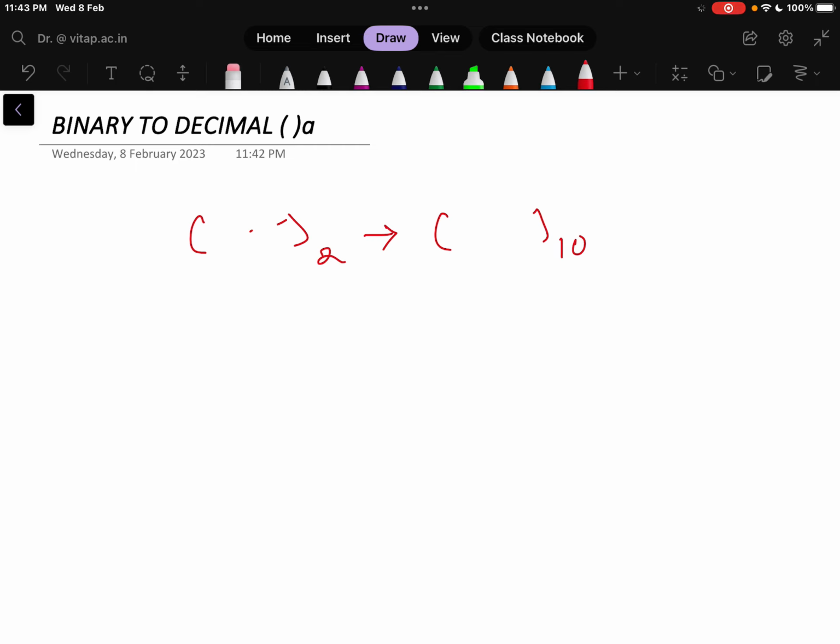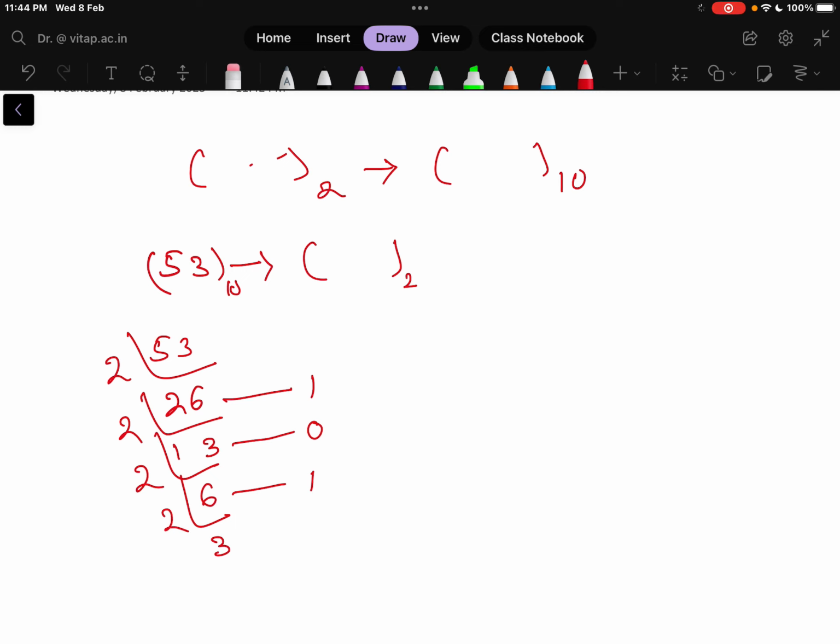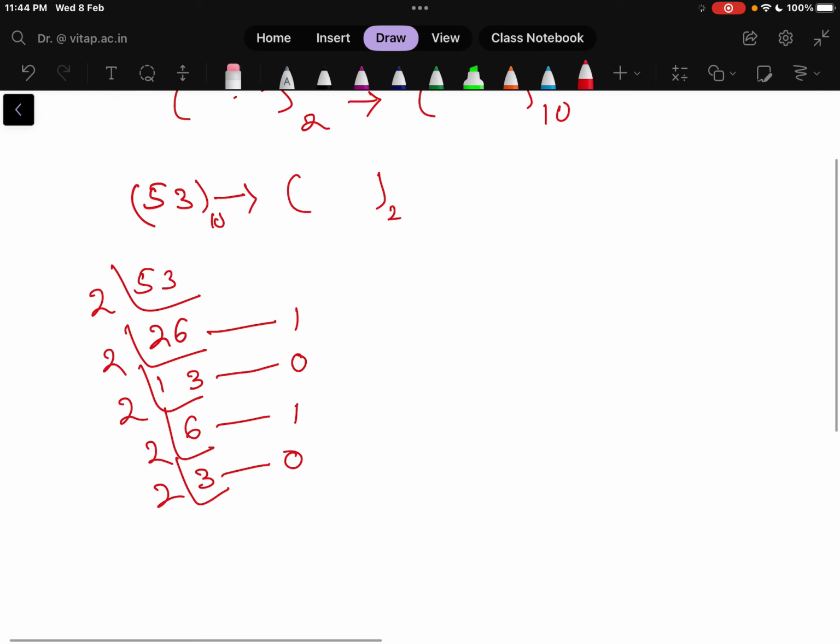In the previous one, we took a decimal number. If I had to convert, let's say, 53 base 10 to binary, I was dividing 53 by 2. The quotient is 26, remainder is 1. Then 13, remainder is 0. Then 6, remainder is 1. Then 3, remainder is 0. Then 1, and the remainder is 1. So the answer is 1 1 0 1 0 1.